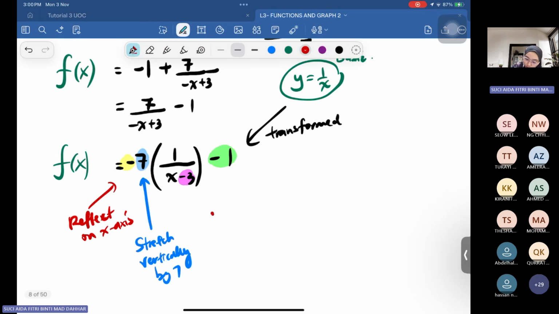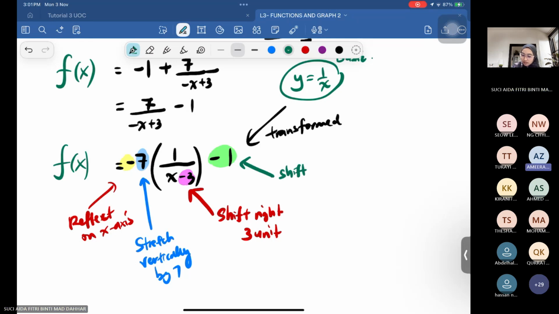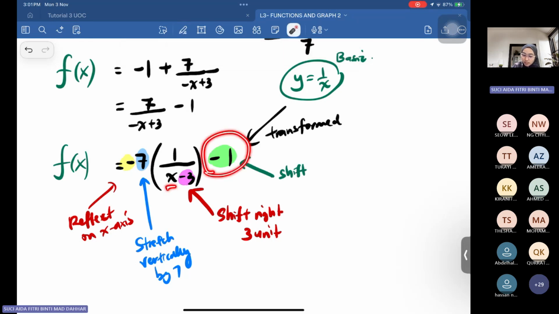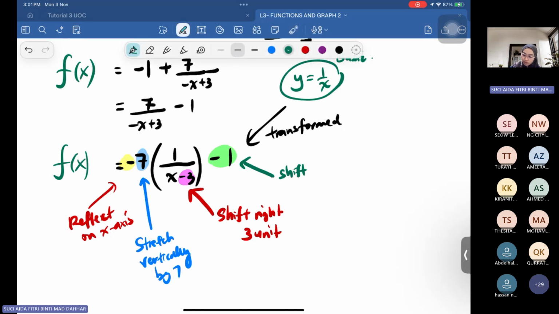And then, what does minus 3 beside the x do? This is a shift to the right by 3 units. And lastly, what does the minus 1 outside do? Do you minus 1 on x, or do you minus 1 to your y value? Your y value. So minus 1 on y will shift down. This is a shift down by 1 unit.